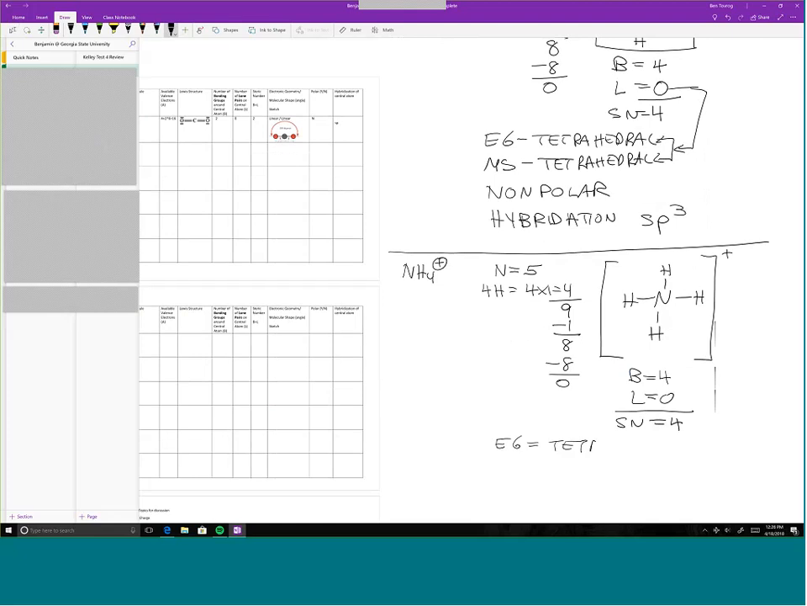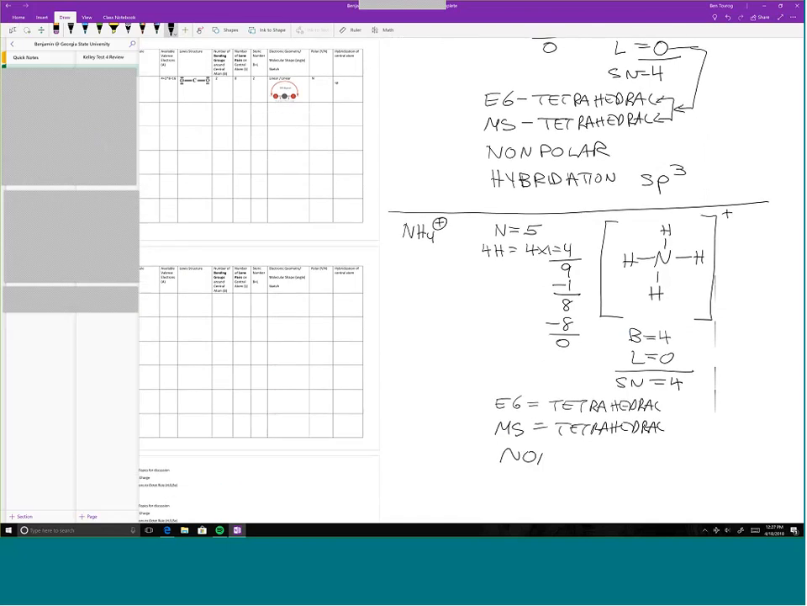Tetrahedral electronic geometry, tetrahedral molecular shape, nonpolar because it's a symmetrical molecule, and the hybridization is sp3.